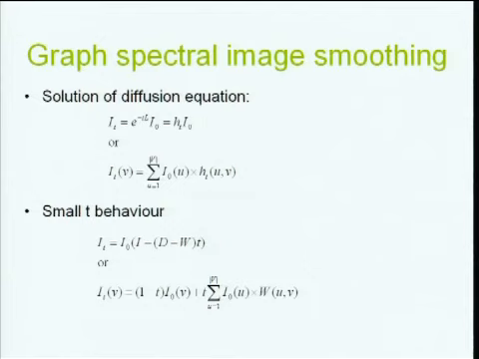And if we write this out as a component-wise convolution, this is what we get. The smooth pixel values are given by the initial values convolved with the heat kernel. So that's the general setup.